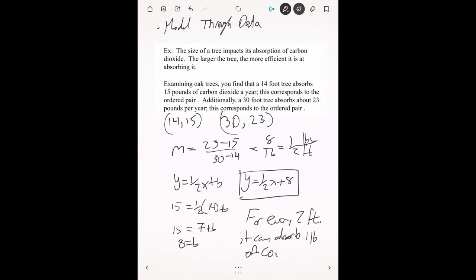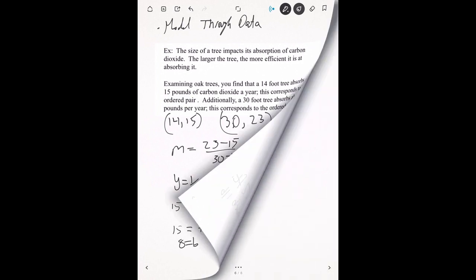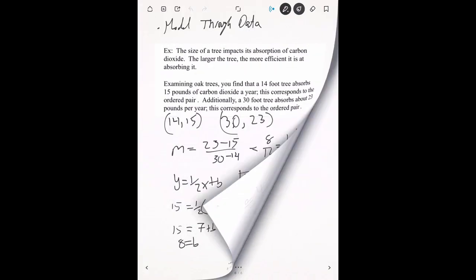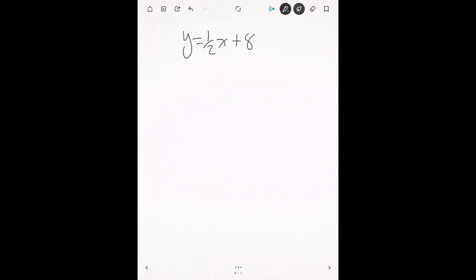Now, the other problem I asked you is to go ahead and try to use this to figure out how much carbon dioxide could be absorbed by an 80-foot oak tree. So we have y equals 1/2 x, and I've already forgotten the equation, plus 8. So what we need to do is say, okay, I've got an 80-foot oak tree. How much carbon dioxide can it absorb? Well, thinking back to our units, x controlled the feet.